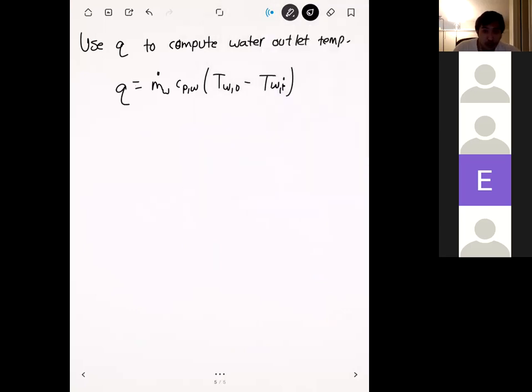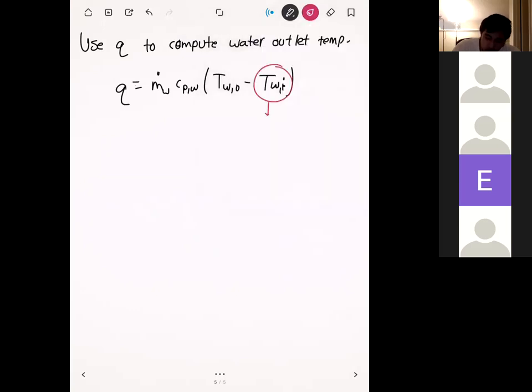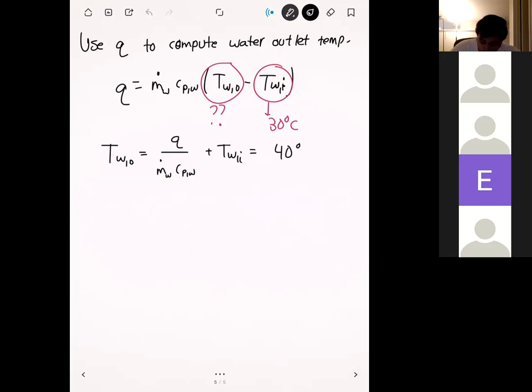And so we have all this information here, especially T water I. And so we know that T water I right here is 30 degrees from the problem. But we don't know T water O, right? And so we can use this formula here to compute T water O. As we see, if we manipulate this expression, T water O is going to be equal to Q divided by m dot water Cp water plus T water I, okay? And this is equal to 40.2 degrees C.